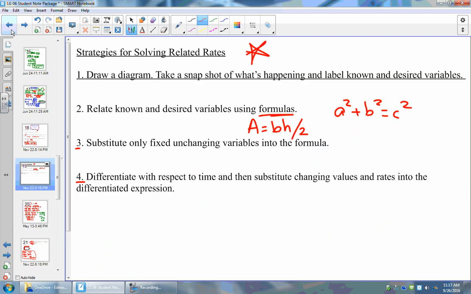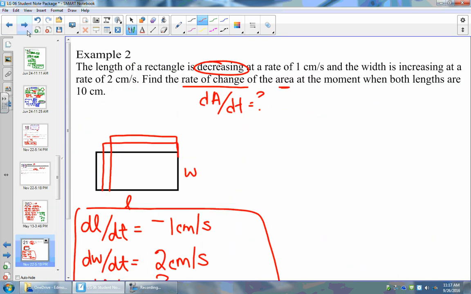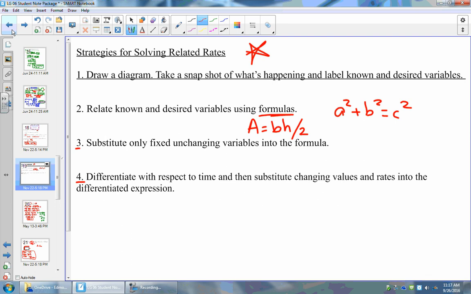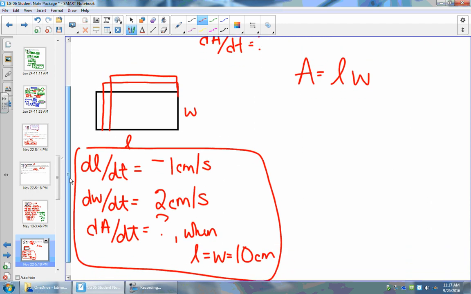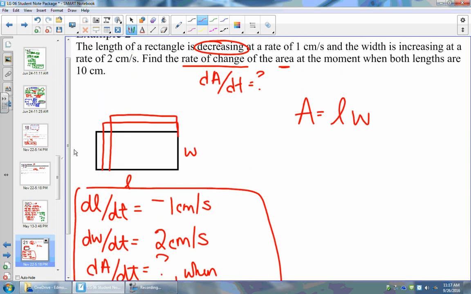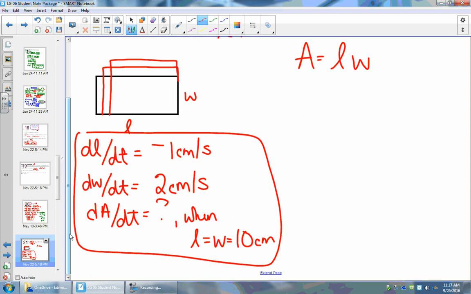It's saying relate known and desired variables using formulas. Well, guys, we're talking about the area of a rectangle. We all know the area of a rectangle is length times width. Okay, so that's good. Now if I go back, number 3, substitute only fixed unchanging variables into the formula. A lot of you might be tempted to put in the 10 right away because you're like, oh, length and width are 10, so it's the area. We cannot use this information yet, until we actually take the derivative.